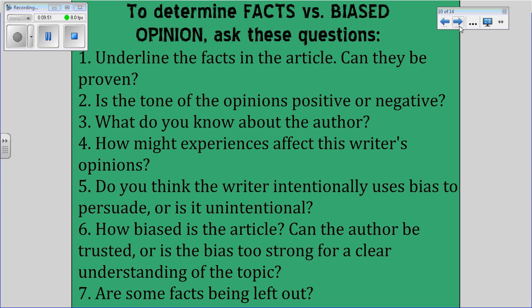How biased is the article? Can the author be trusted, or is the bias too strong for a clear understanding of the topic? Are some facts being left out? Pause the video and write down 3 of these questions that seem the most important to you when determining facts versus biased opinion.